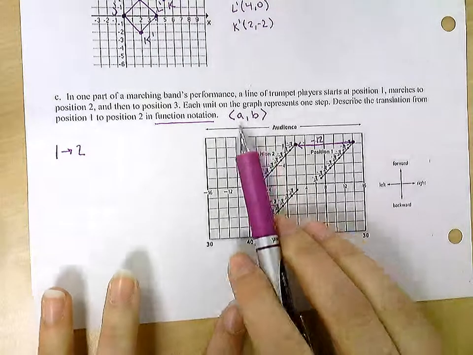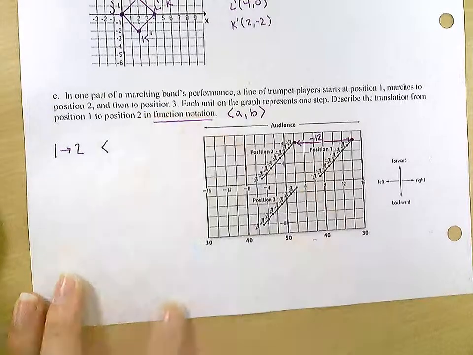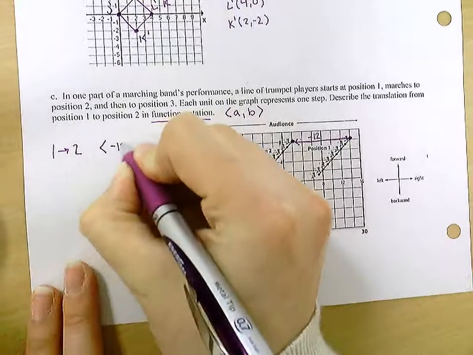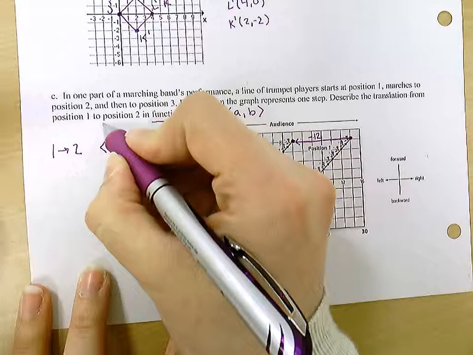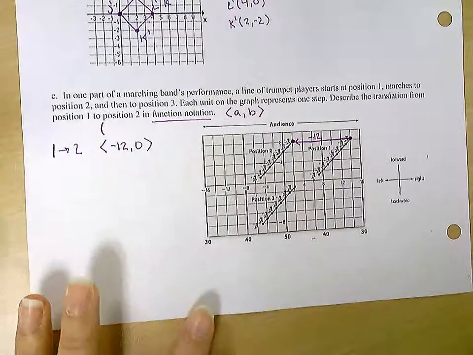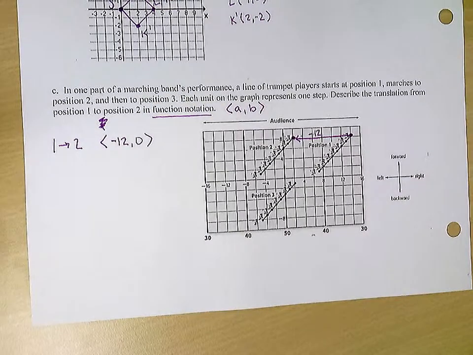Now in my function notation for a vector, your left and right value is A or B. Which one? To move something left or right, should I use A or B? A. So my vector for that movement is going to be -12, 0, because I'm not moving up or down after that. Okay, and that's how you need to write it. Please don't write it as a coordinate point. Okay, so you don't want these curved brackets. It has to be that arrowed bracket there. Make sense?